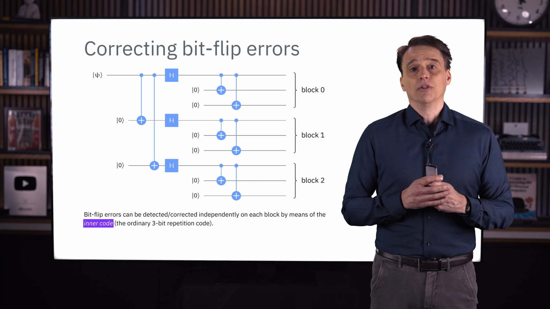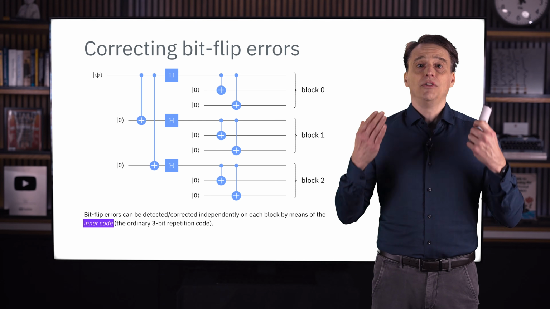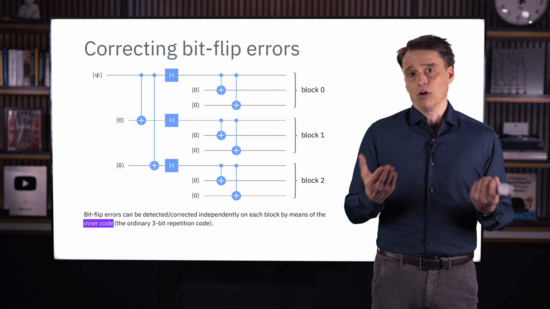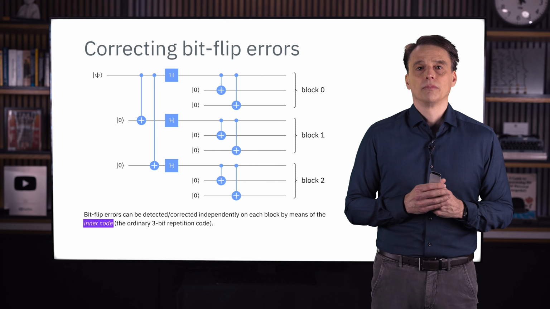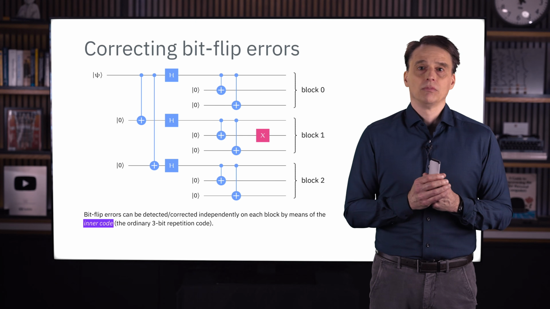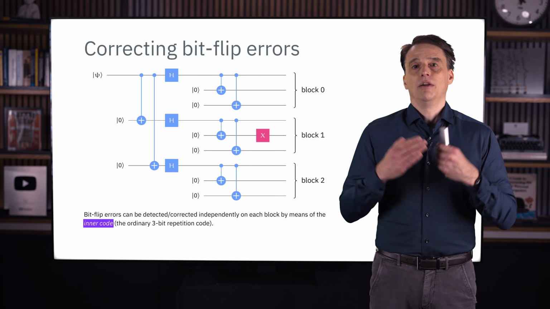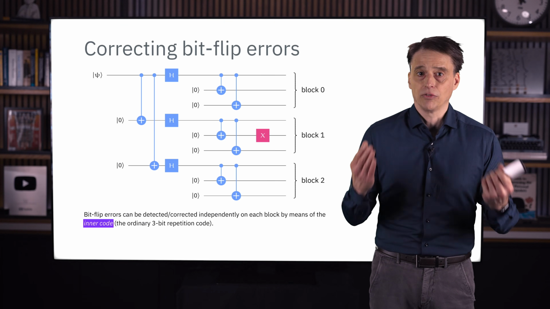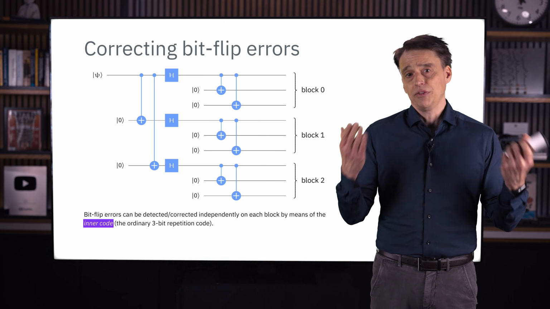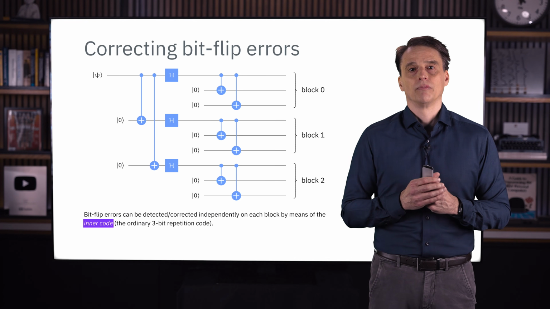To correct bit flip errors, we can simply treat each of the blocks separately. Each block is an encoding of a qubit using the 3-bit repetition code, and that code protects against bit flip errors. Suppose first that an X error occurs on any one of the qubits, such as the middle qubit in the middle block. If we independently check each of the blocks for bit flip errors and correct for any errors we find, then this error will be corrected and the original encoding will be recovered.